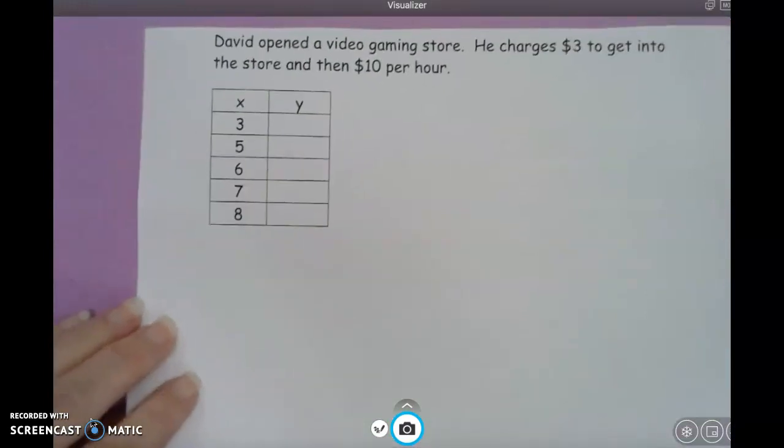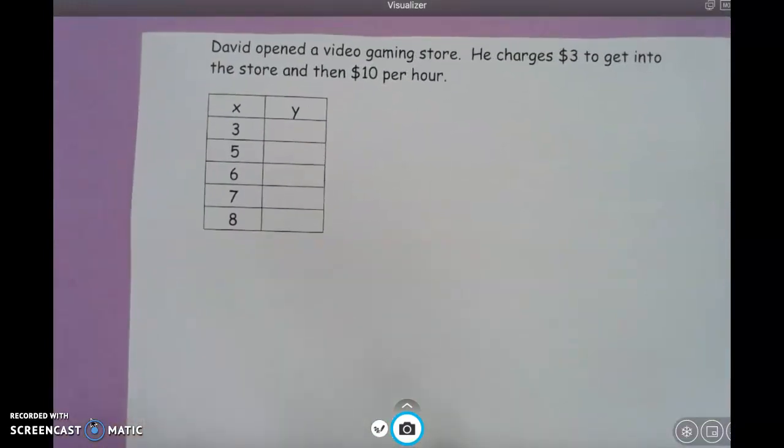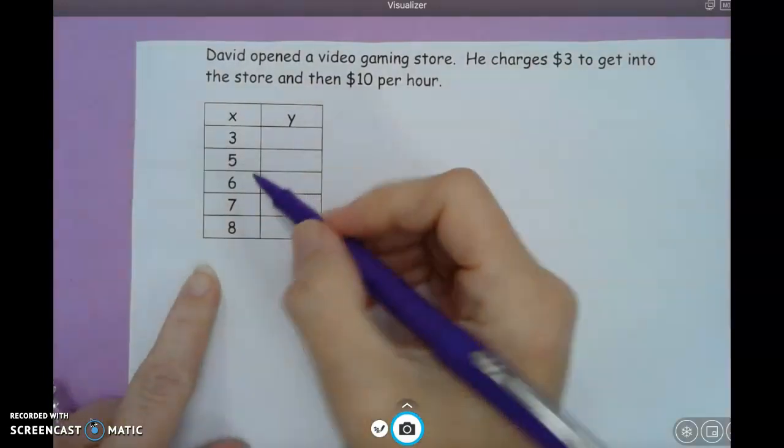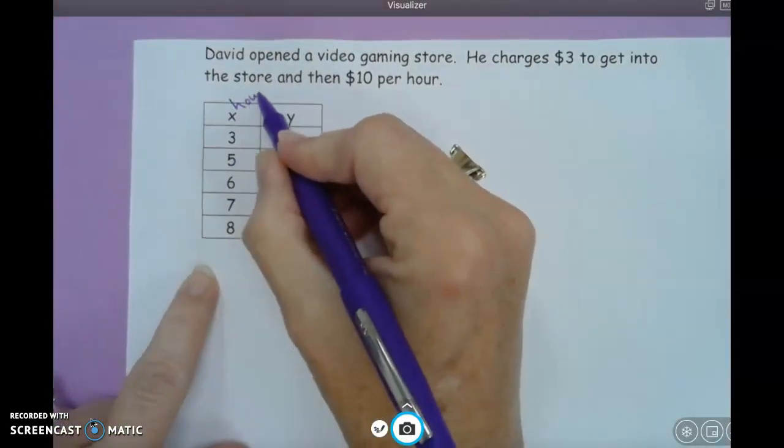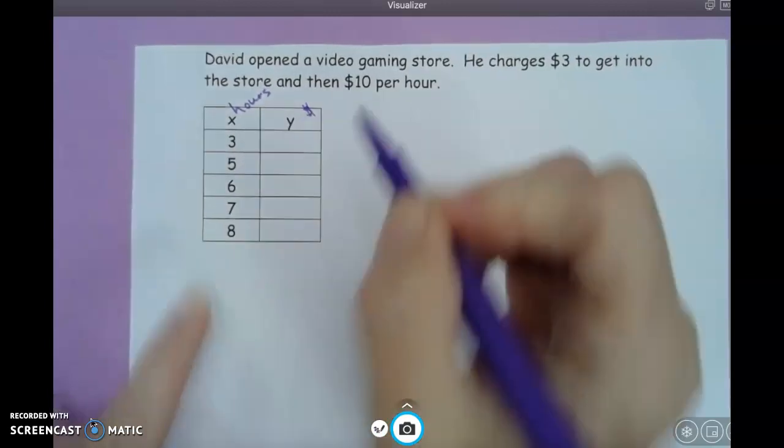Okay, so let's do one more. Okay, David opened a video gaming store. He charges $3 to get in the store and then $10 per hour. So if you notice, again, this is the hours and this is the amount of money.